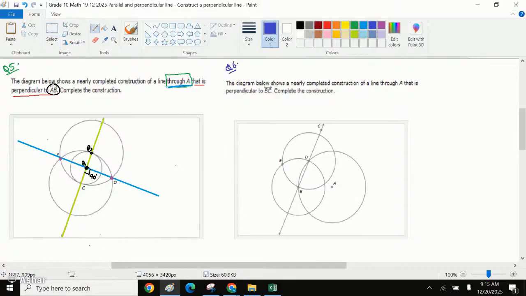The diagram below shows a nearly completed construction of a line passing through the point A. It has to pass through this point A that is perpendicular to the line B and C. Okay, can we mark the points B and C? If this is point C and this was point B, so the first thing we need to do is we need to highlight the line. We need to know where the line B and C is. If this is the line B and C, okay, this was point C, this was point B. Now we have to draw a line that is perpendicular to this line.